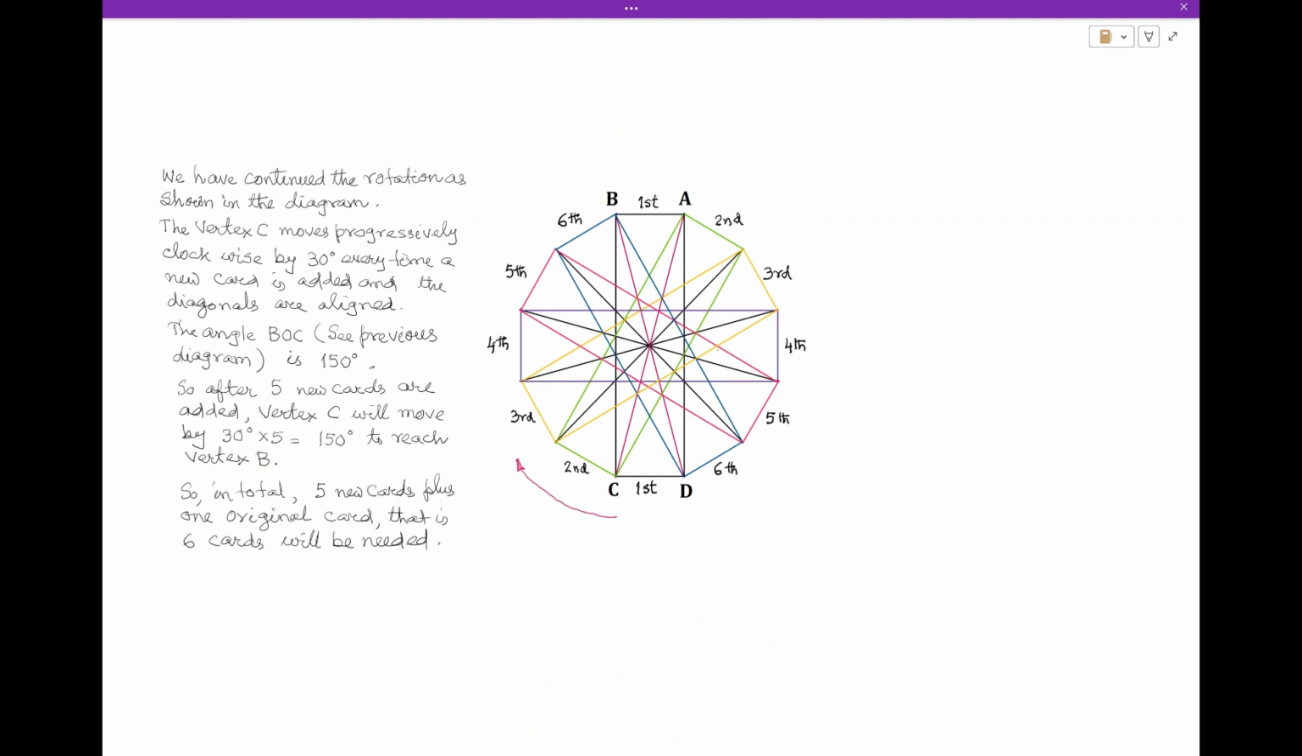So, in total, 5 new cards plus 1 original card, that is 6 cards, will be needed in total, so that one of the vertices will fall exactly on B. That is the answer.